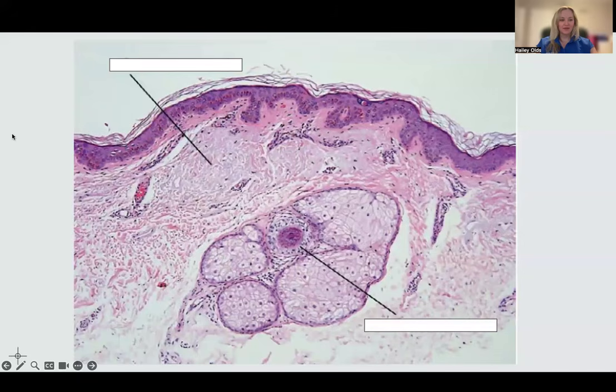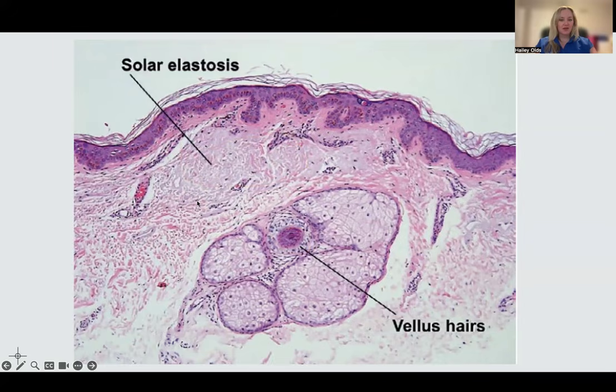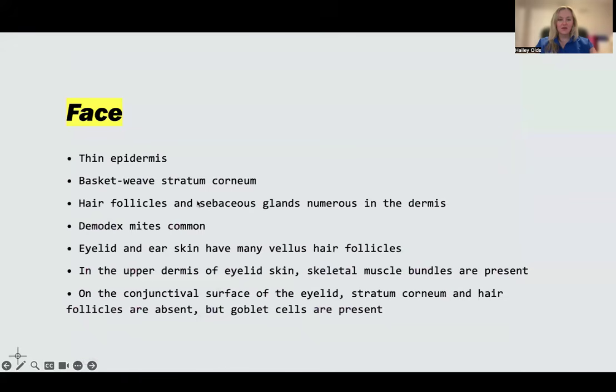Okay, what about this one? So things to note here, you have a little vellus hair with associated sebaceous glands, pretty sebaceous area. This here is what's called solar elastosis, which happens with sun damage. And then you have a relatively thin epidermis here and a nice, what we call basket weave stratum corneum. So putting that all together, you are on the face.